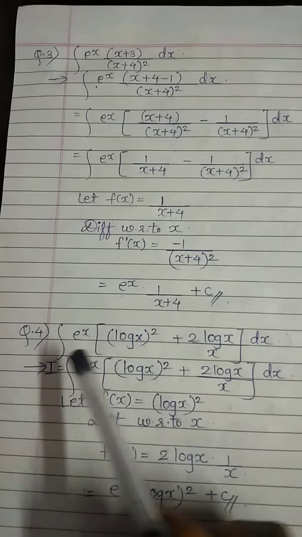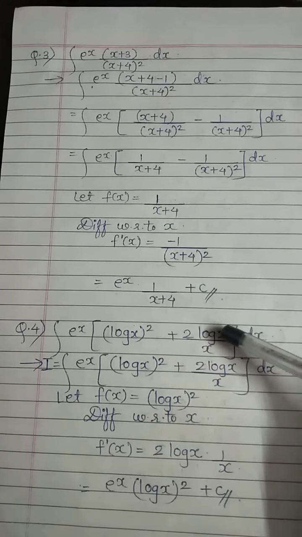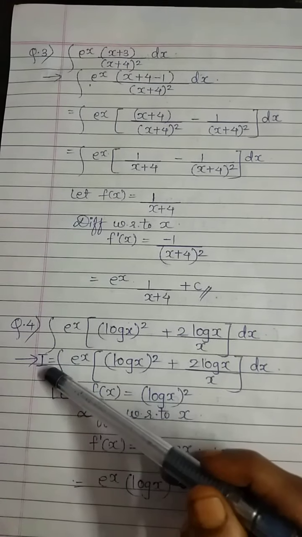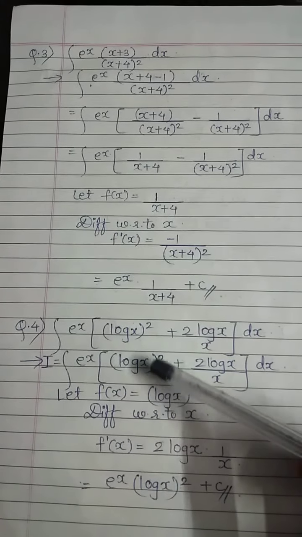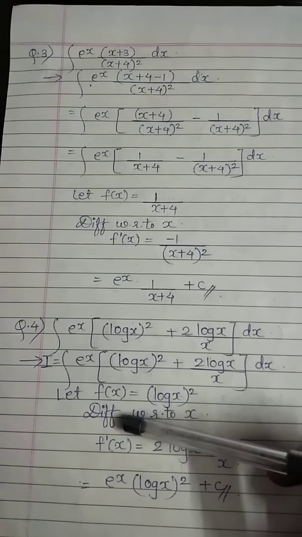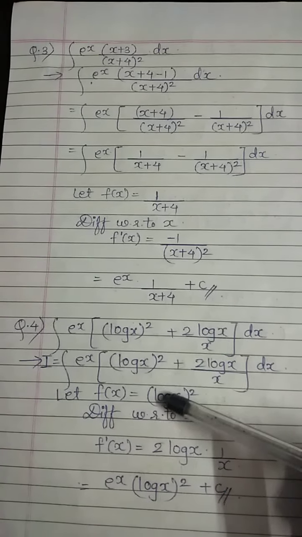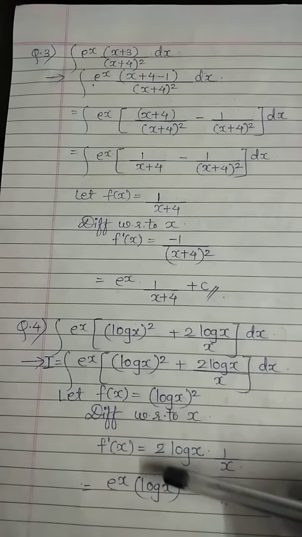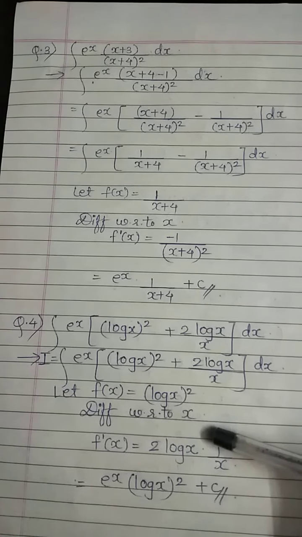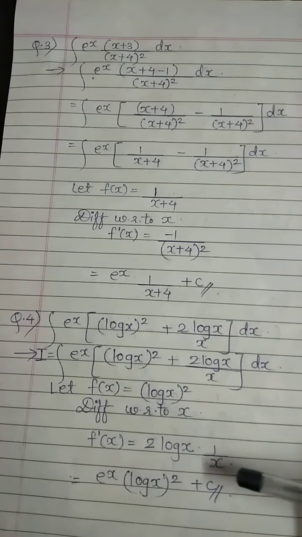Now question number 4. Integration of e raised to x into log x the whole square plus 2 into log x upon x dx. Now we consider the given integral as I. Now if we consider the first term, that is log x the whole square, as f of x, then differentiating with respect to x, the derivative f dash of x will be, this is in the form of x raised to n, so 2 into log x raised to 2 minus 1, so 2 into log x raised to 1 into the derivative of log x, that is 1 upon x. So 2 log x upon x.